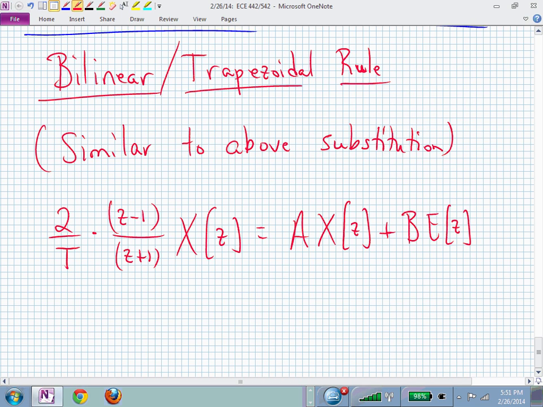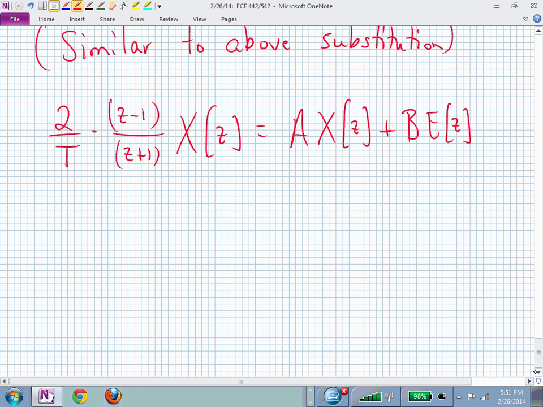It's just that now we are using a slightly different substitution for s. And that substitution is based on this trapezoidal approximation to the area under that curve, which was really just an averaging effect. And the output equation looks like what we would expect so far. That's just u is equal to Cx plus De.